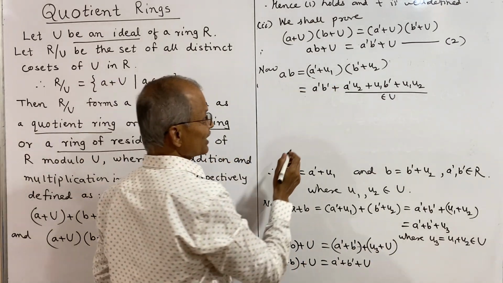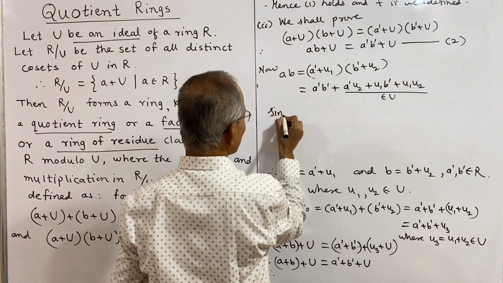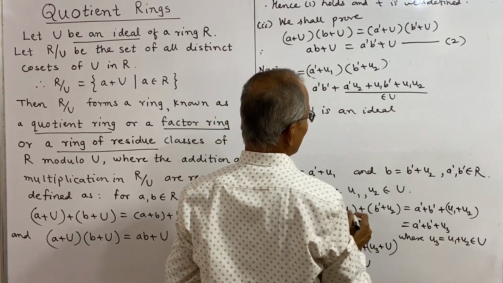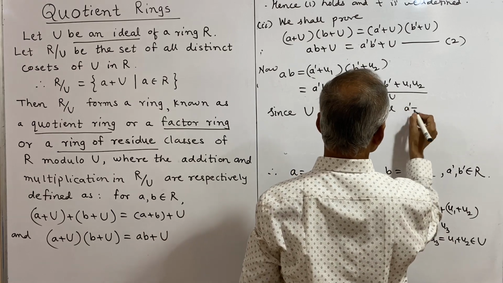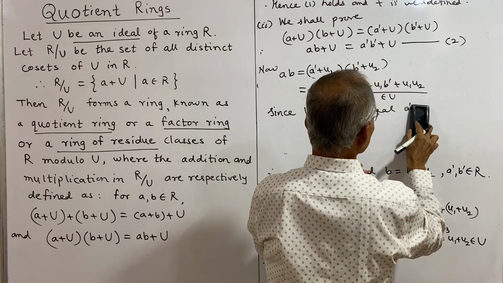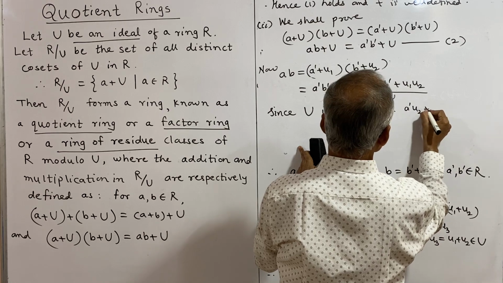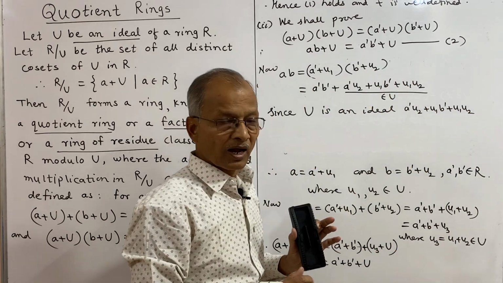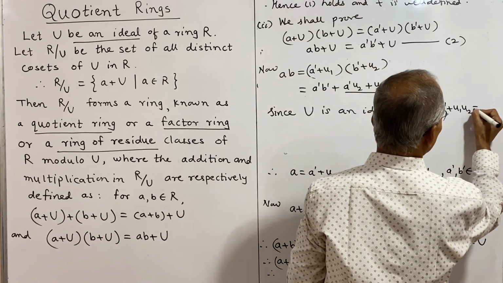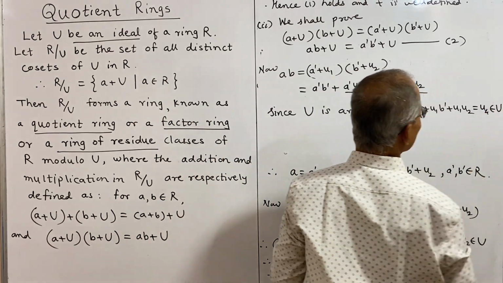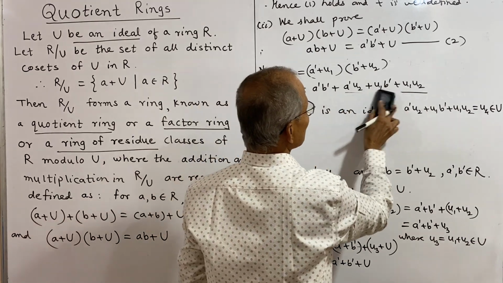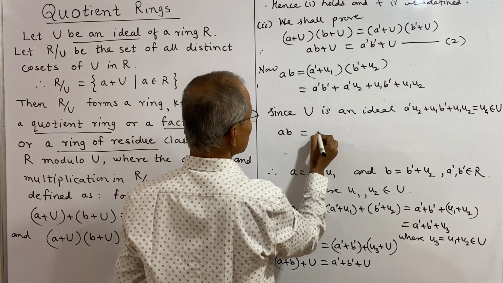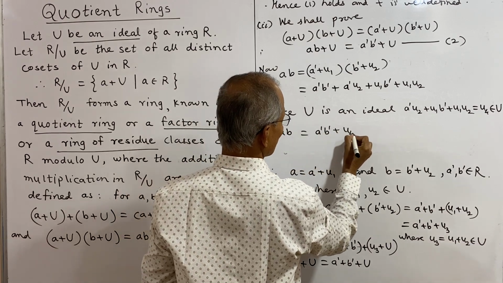So therefore we can write like this, since u is an ideal, a' u2 plus u1 b' plus u1 u2 is an element of u, and let us suppose that element is equal to u4, and that is an element of u, and thus we denote this by u4, and therefore ab is equal to a'b' plus u4.